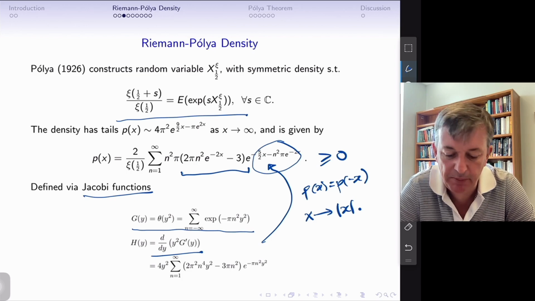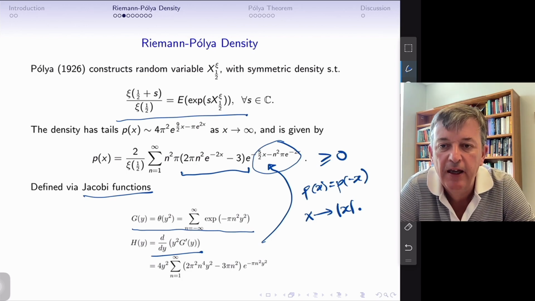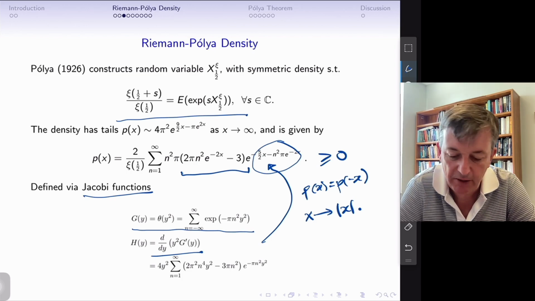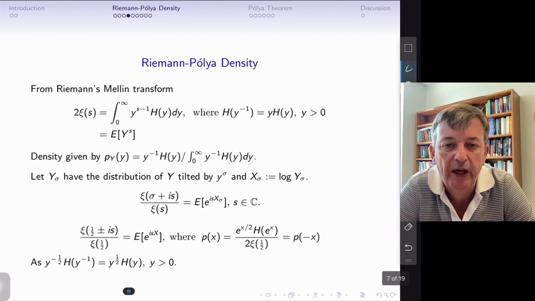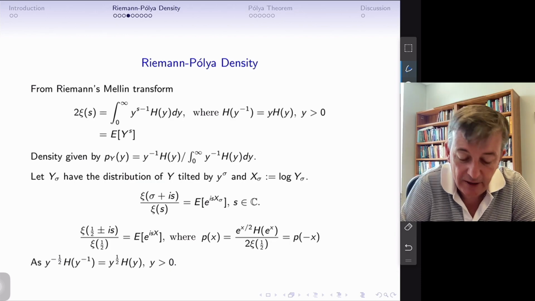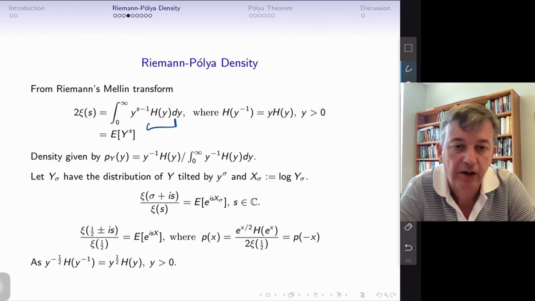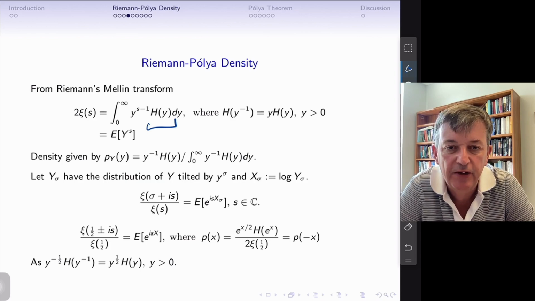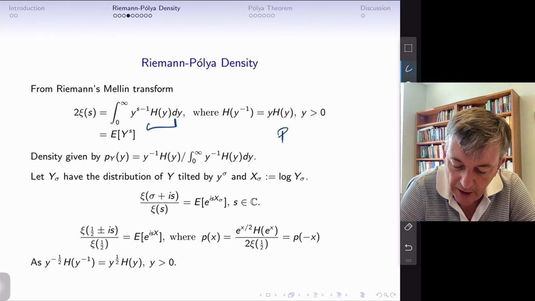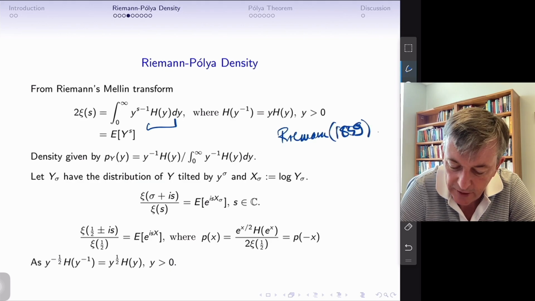Okay, so let's spend a bit more time and see if we can make headway in the Riemann Polya paradigm. So what do we need to know here? So just a quick little summary. That H function that we defined on the last page essentially defines the Mellin transform. So this was essentially Riemann all the way back in 1859 in his classic paper.